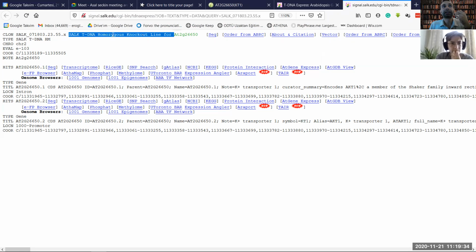Usually when it says it's a homozygous knockout line, it's really a knockout line. So someone probably analyzed it and then published it. And then you can order from ABRC or NASC. There are two big places where you can order. So when you push here, they will give you more details on how to order it.